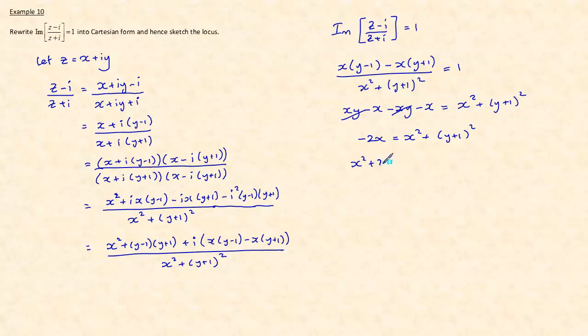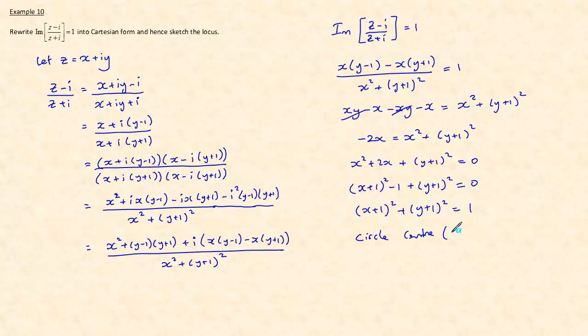So x squared plus 2x plus (y plus 1) squared is equal to 0. Now if we complete the square on this bit, that's (x plus 1) all squared, take away 1, plus (y plus 1) squared is equal to 0. So (x plus 1) squared plus (y plus 1) squared is equal to 1. And this is a circle with the centre at negative 1, negative 1, and the radius equal to 1.